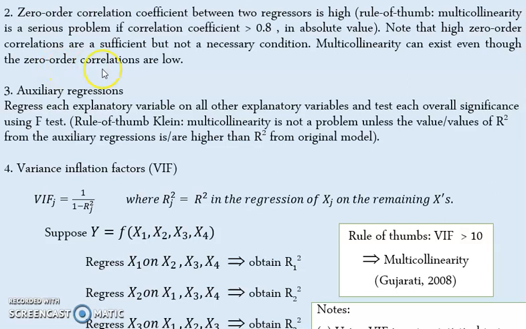So when we talk about zero-order correlation, we are referring to the correlation coefficient only between two regressors. For example, if we have three regressors, x1, x2, and x3, when we talk about zero-order correlation coefficient, we are referring to the correlation coefficient of x1 and x2, x1 and x3, and also x2 and x3.